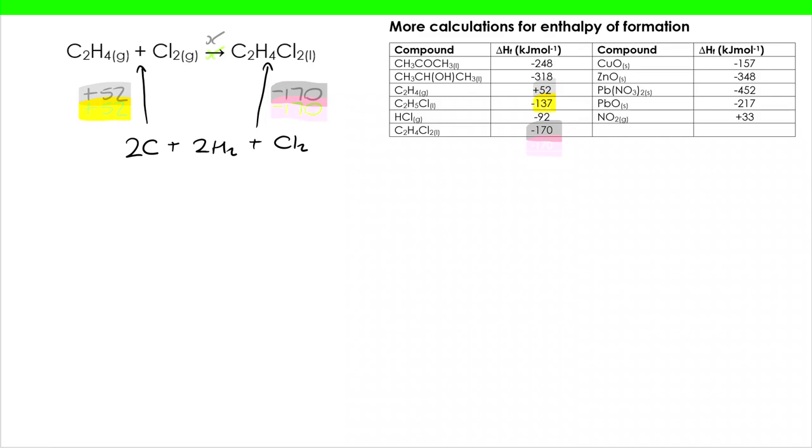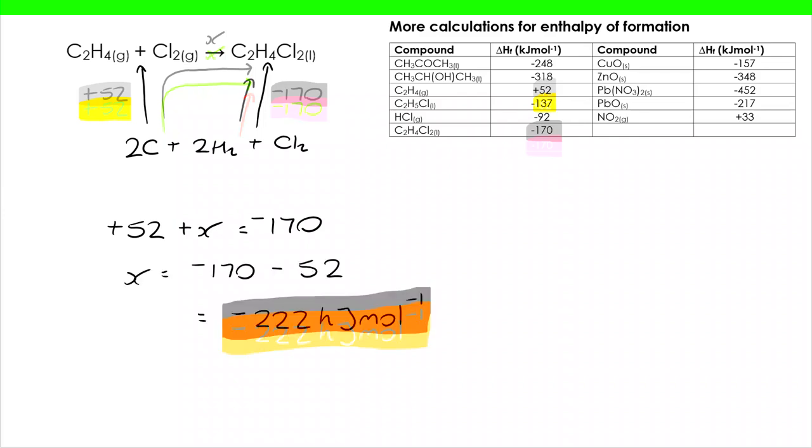Well, it's going to look quite familiar to the last one actually. Both of my routes start at the bottom, both of them end top right. I have this arrow and the value will be equal to this plus this. So that then allows me to put my figures in. 52 plus X is negative 170. And I can then rearrange that to make X the subject, which gives me a value of negative 222 kilojoules per mole.